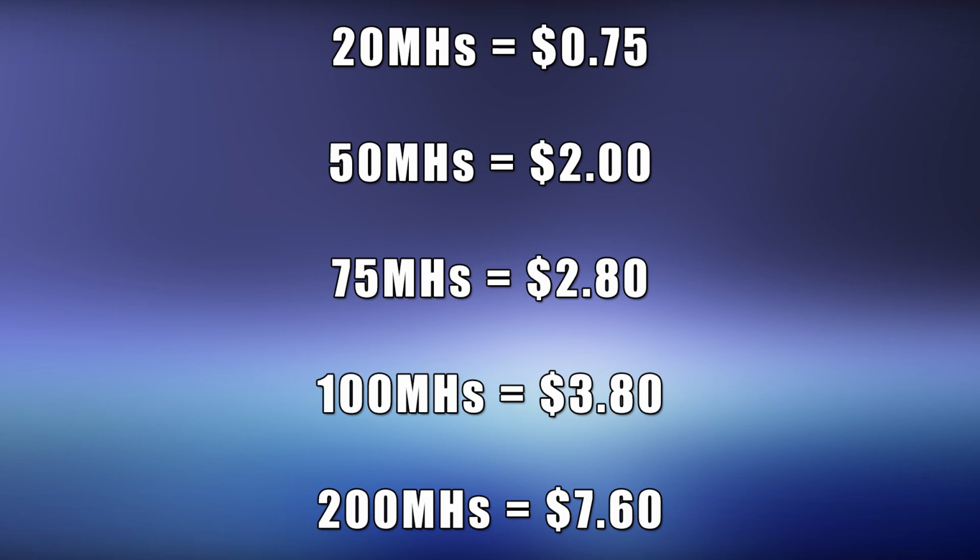If you have 75 mega hash, you can expect around $2.80 a day. For 100 mega hash, you can expect around $3.80 a day. And lastly, if you have 200 mega hash, you can expect around $7.60 a day. So depending on how much hash rate you have, you could be mining around $5 a day with a newer GPU and around $2.50 with an older GPU.